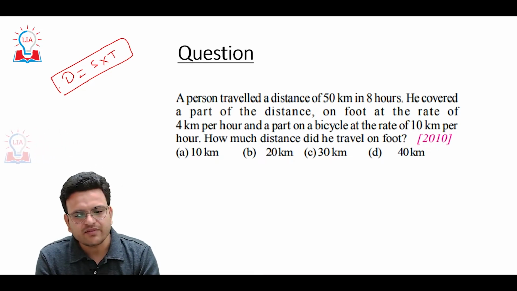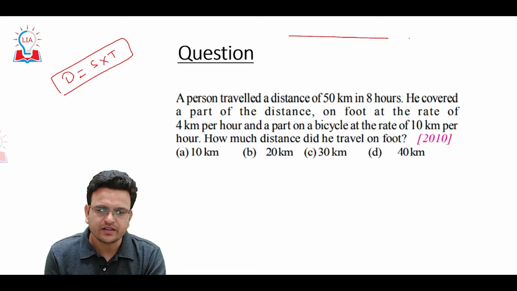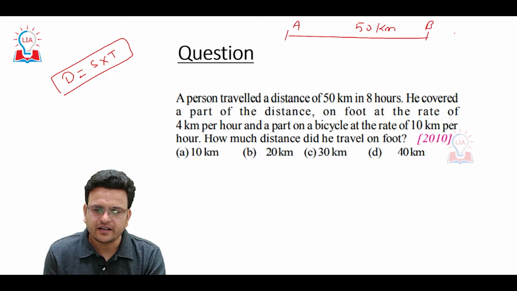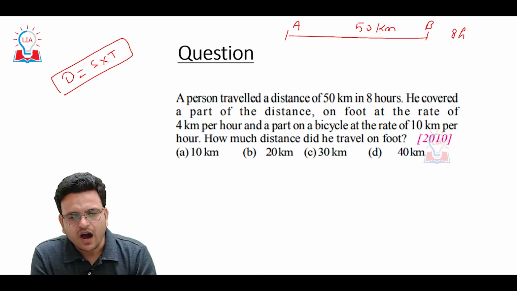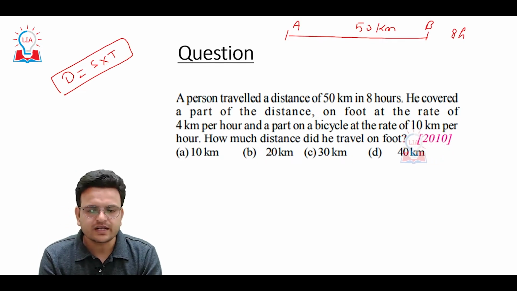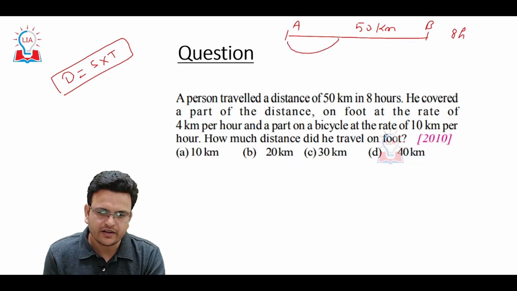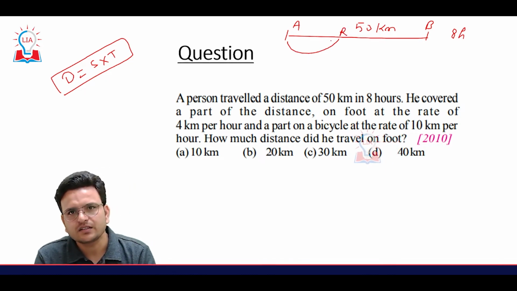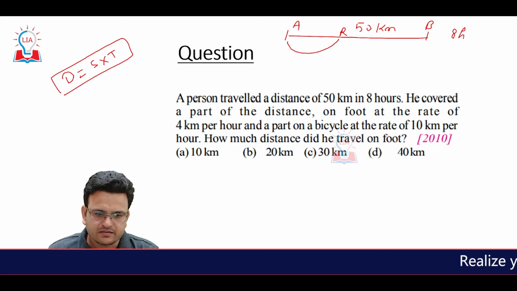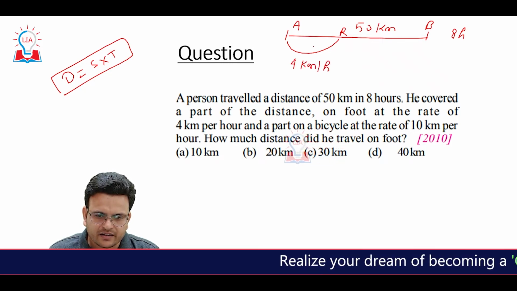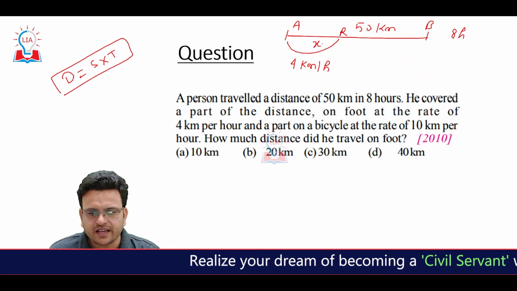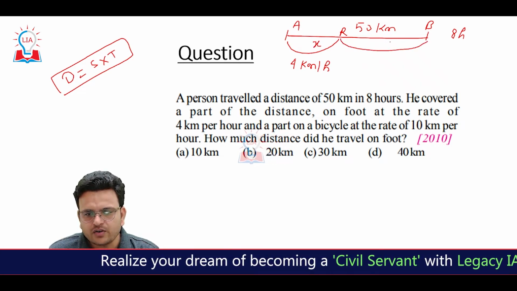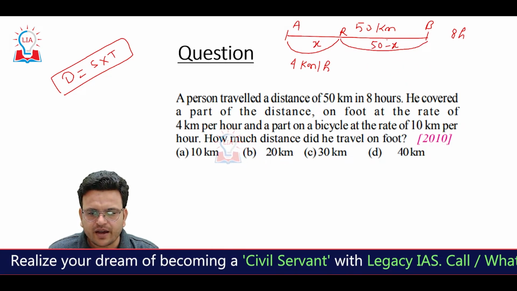Here a person traveled a distance of 50 kilometer, consider from A to B, in 8 hours. He covered a part of the distance on foot. Consider from A to R, he went on foot at a speed of 4 km per hour. Consider A to R distance is x. Definitely R to B distance will be 50 minus x.